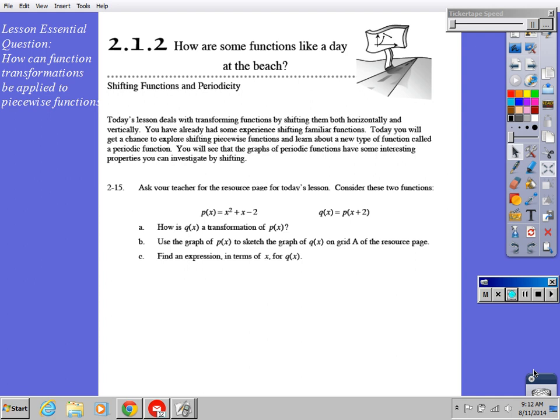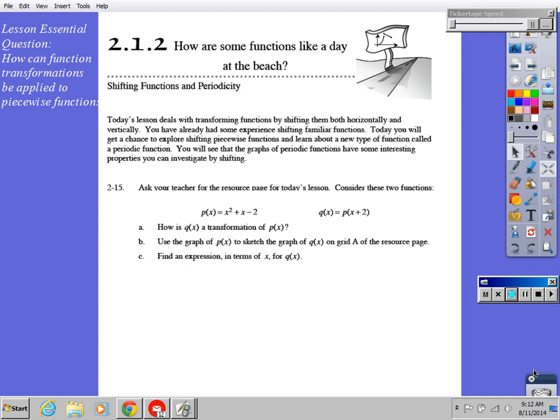2.1.2. How are some functions like a day at the beach? Okay, well, we're going to talk here a little bit about shifting functions, a little review there, function transformations, and I think we throw in some piecewise functions there as well. So you would have this resource page with you already at home, so you can take that out, and we'll be using that for this lesson.